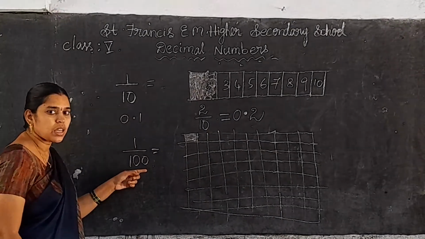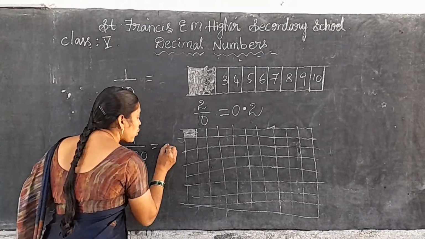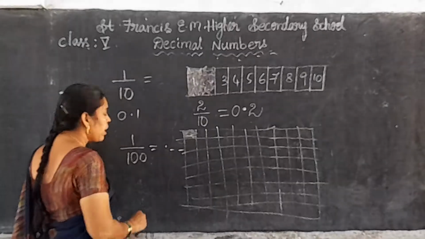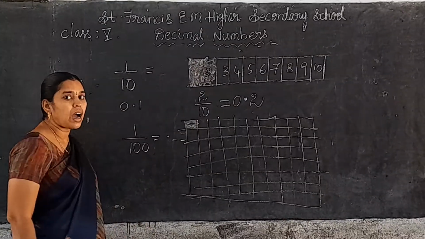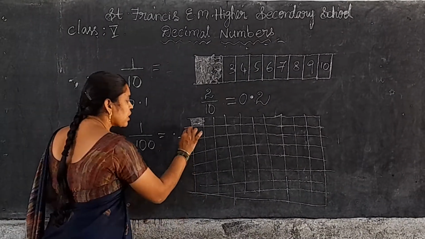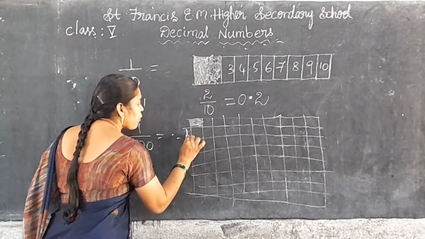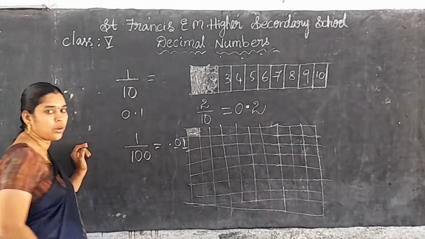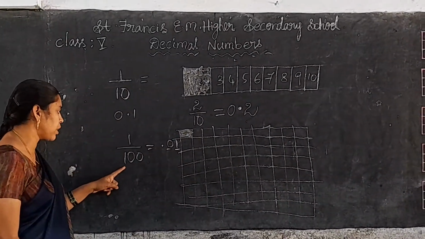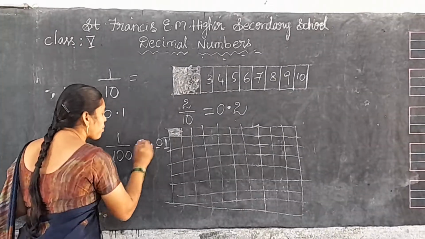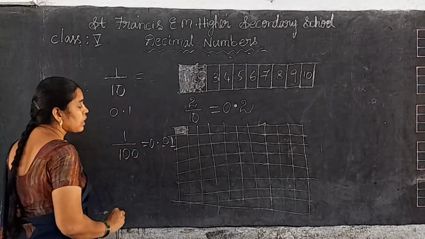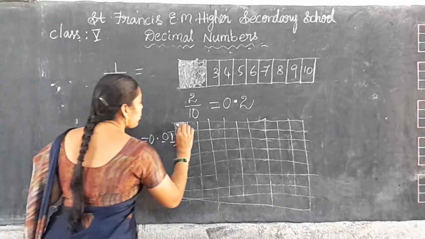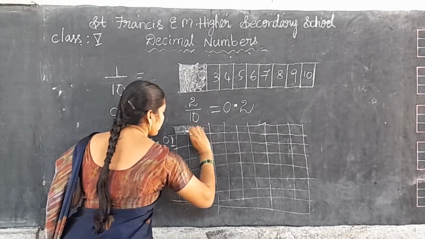So, where can you write this 1? Here 2 zeros. That means after the point, 2 numbers. Right? But here 1 number is there. That is in the place of hundredths. That means this is the hundredths place. Before the number you should write 0. So 1 by 100 means, what is the value of 1 by 100? 0.01.